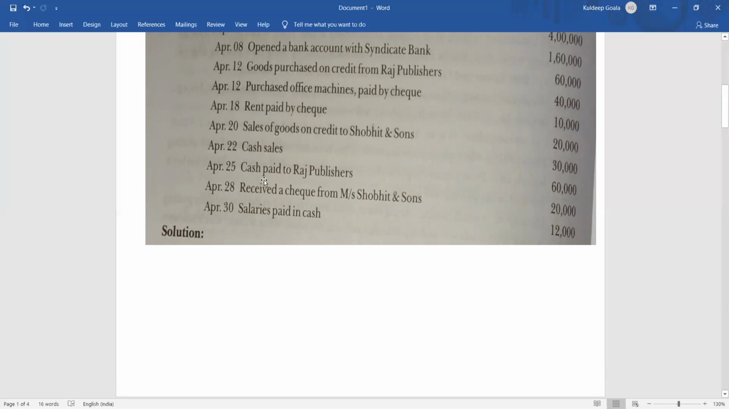Raj publisher debit to cash, isn't it? There the receiver debit, cash real account goes out credit. Cash real account goes out credit. So Raj publisher debit to cash.